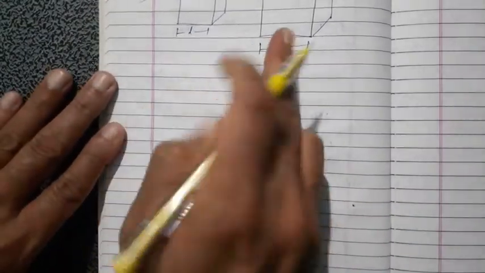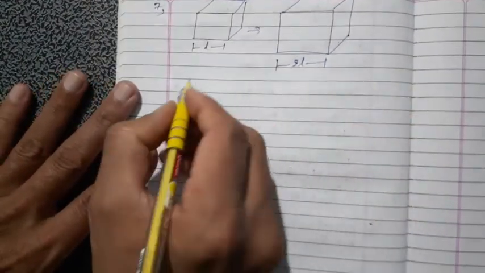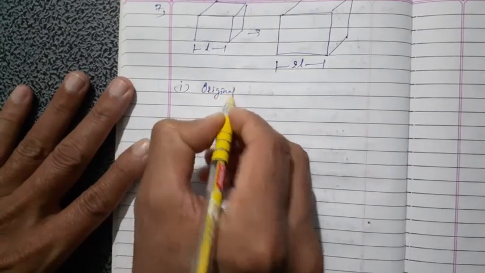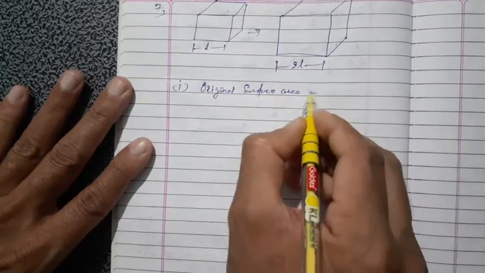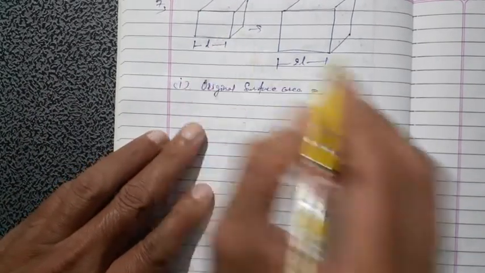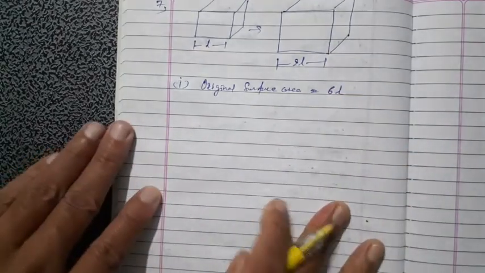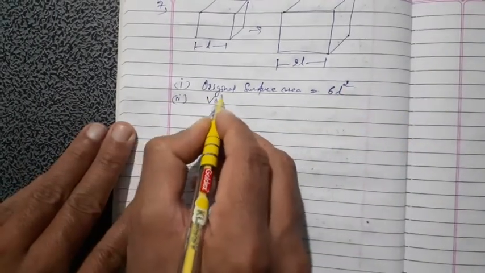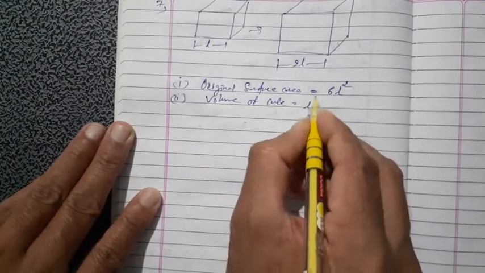So then find out the increase of surface area. So first write down the original surface area. Here L is there, and for that one we know that the surface area of a cube is 6 times L square, 6L square. Okay. And the second one is the volume of the cube, equal to L cube.